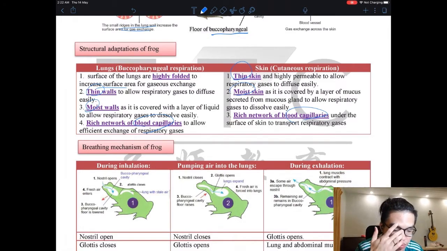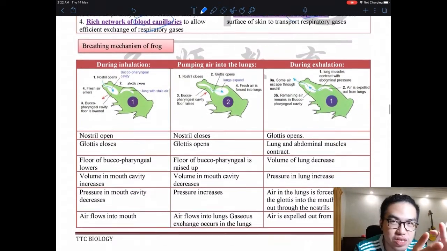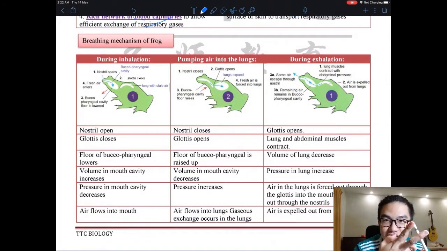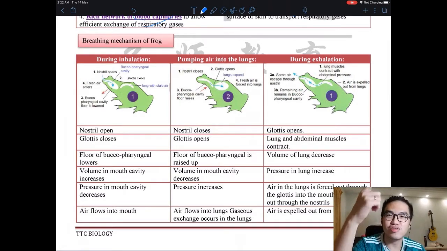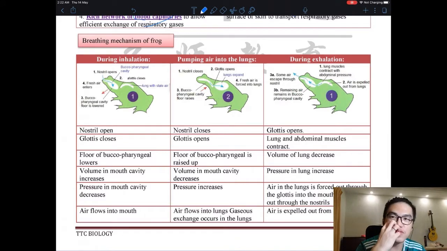So, breathing mechanism. Frog is a bit confusing. Normally, you have inhalation and exhalation. Frog has three. This is the weird one because they have to push air into the mouth and then push air into the lungs. It's not like us, going straight into the lungs. They have to move air into the mouth first and then into the lungs. But exhalation is one step. So two inhalations and one exhalation. Don't ask me why. This is a very funny nature of it.